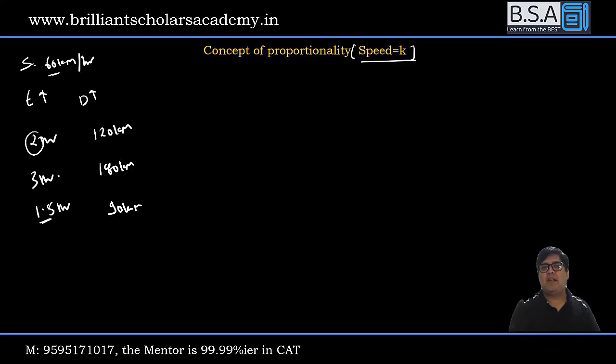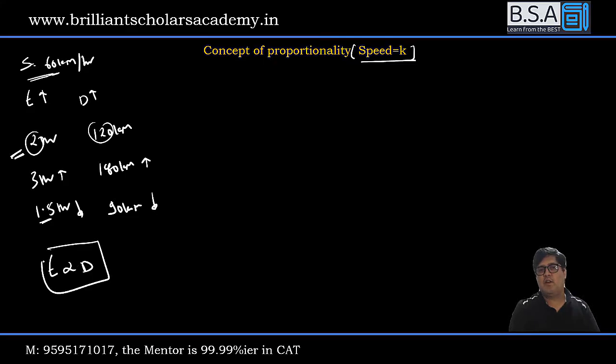So as compared to this, more time, more distance; as compared to this, lesser time, lesser distance. So we say when speed has been kept fixed, time is proportional to distance, or reverse, distance is proportional to time. It is one and the same.